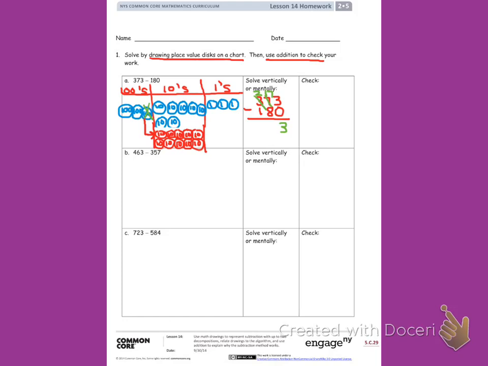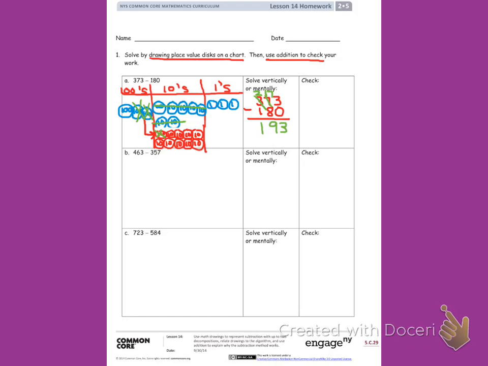So I'll go ahead and cross them out now. 5, 6, 7, 8. That leaves me with 9 tens. Okay, I have 2 groups of 100, and I need to take away 1 group of 100 because the number 180 has a 1 in the hundreds place. So I'll cross that out now. That leaves me with 1 group of 100.